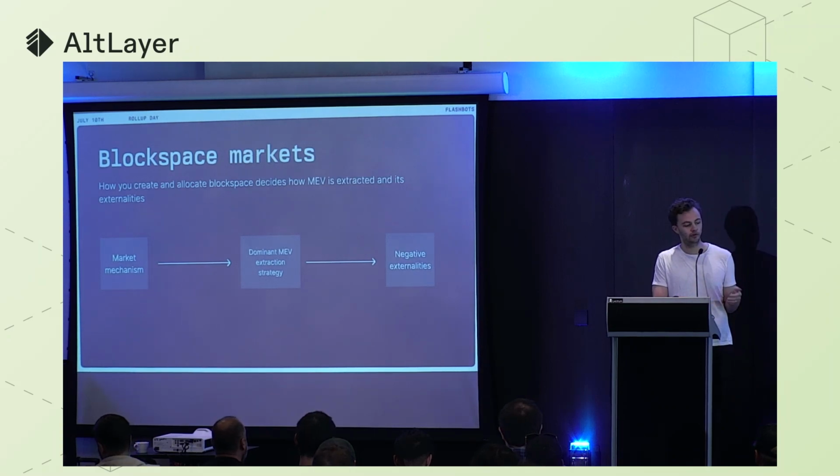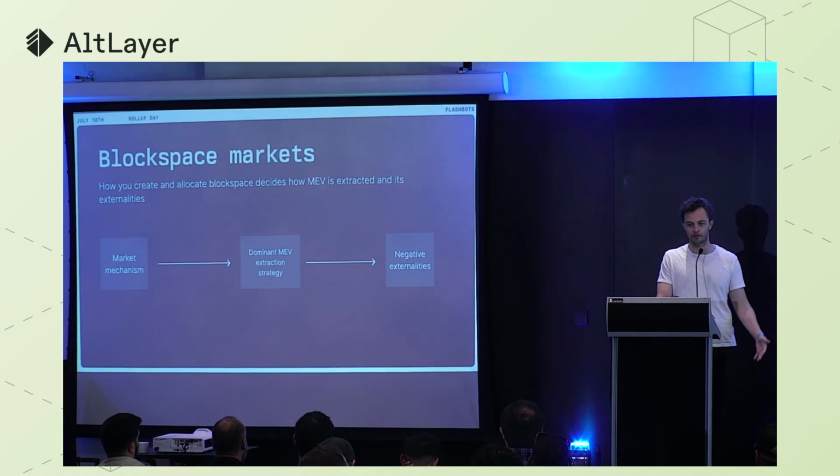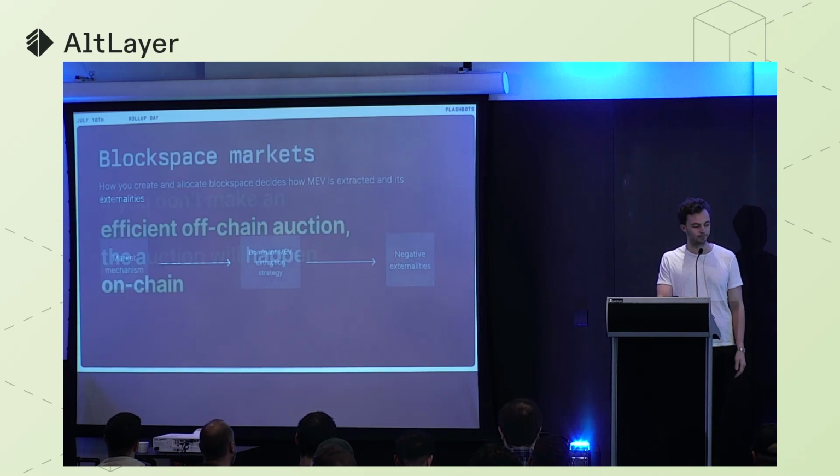So you want to choose a very thoughtful market mechanism for how you create and allocate block space in order to minimize the negative effects that come from searchers trying to extract MEV on your chains. And again, there's hundreds of millions of dollars every single year that are extracted this way. And so there is a large financial incentive to figure out the dominant market strategy here.